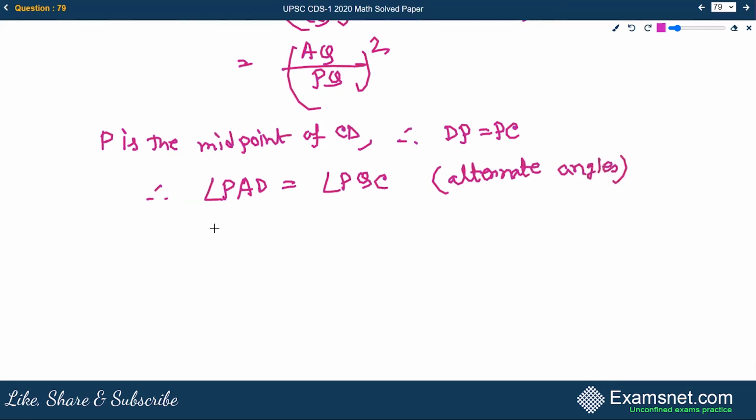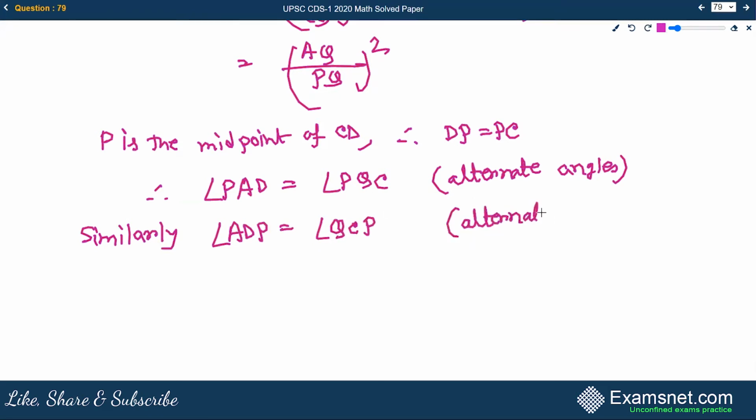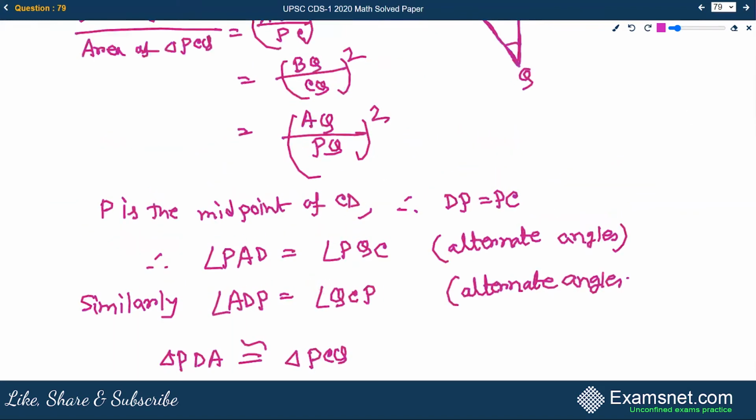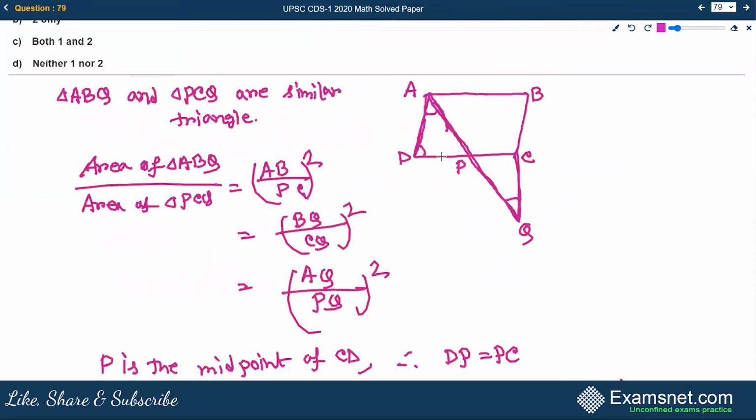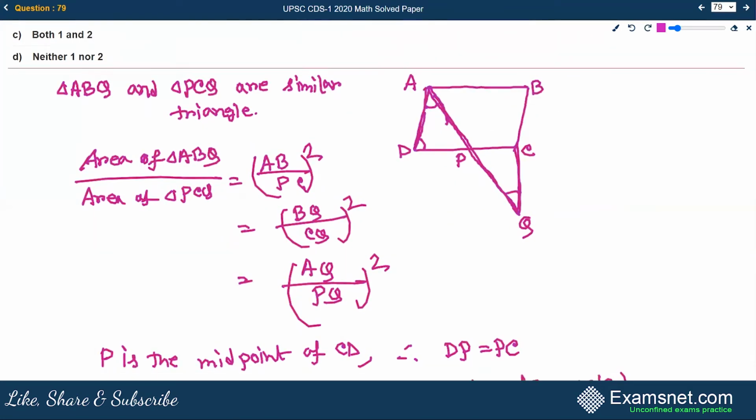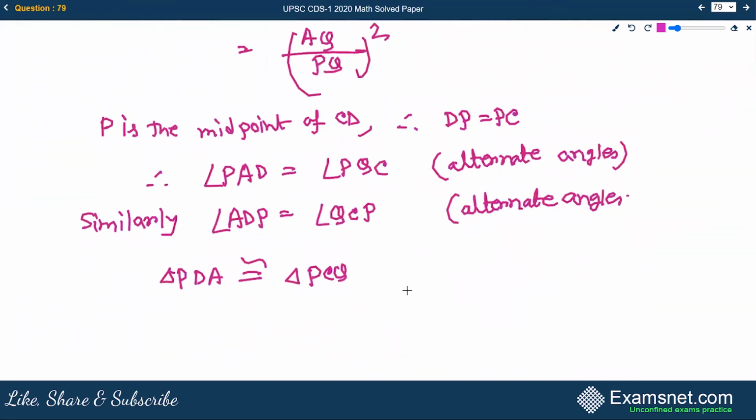Similarly, we get angle ADP equals angle QCP, that is also alternate angles, right? Now we can say these are congruent triangles: triangle PDA is congruent with triangle PCQ. So by the AAS criterion, we can say these two triangles are congruent.